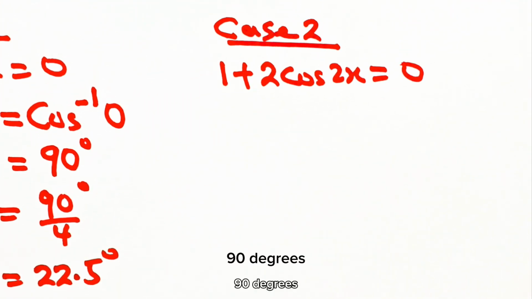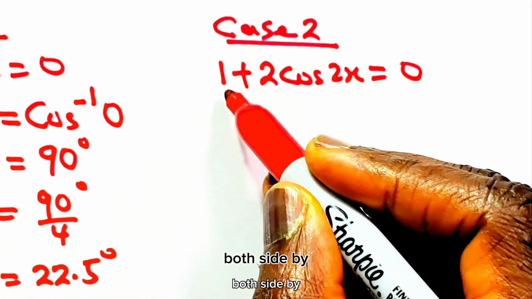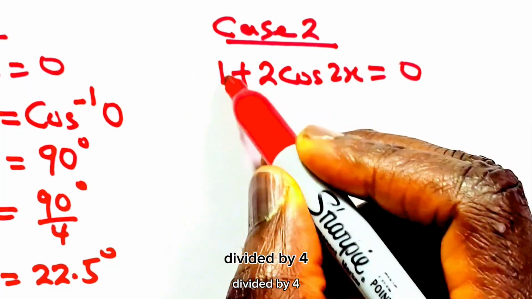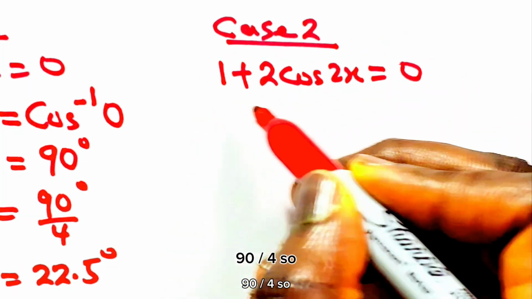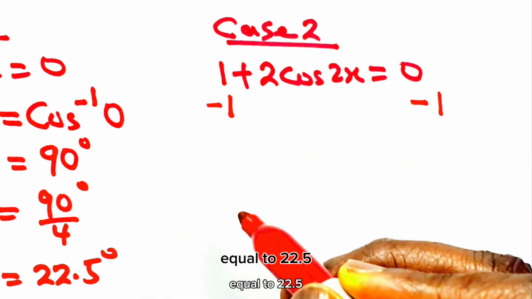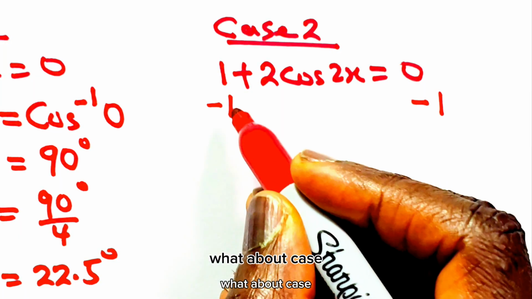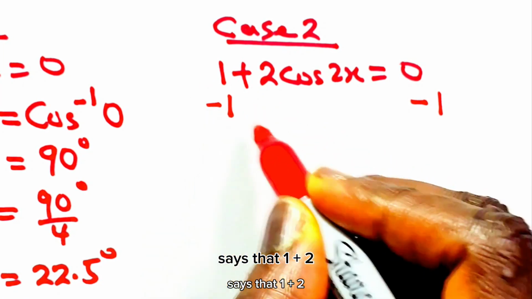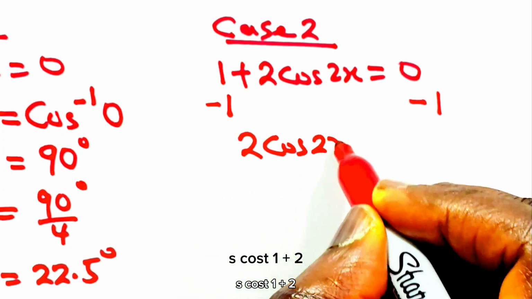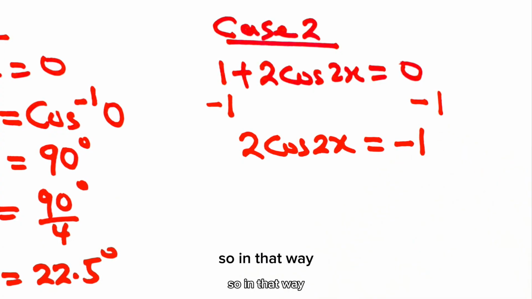What about case 2? Case 2 says that 1 plus 2 cos 2x equals 0. So in that way, what we need is to collect the like terms, take 1 to the other side. How do you do that? If you minus 1 here and you minus 1 here, because you're going to minus 1 from both sides, that means we have not done anything to it. So if we do that, 1 minus 1 is gone, and we have 2 cos 2x equal to 0 minus 1, which gives us minus 1.